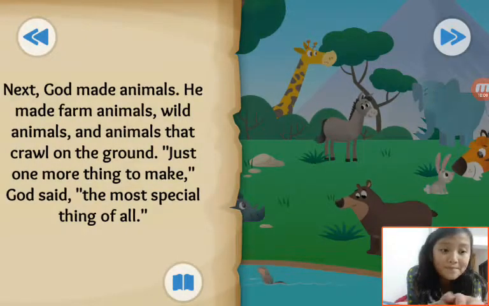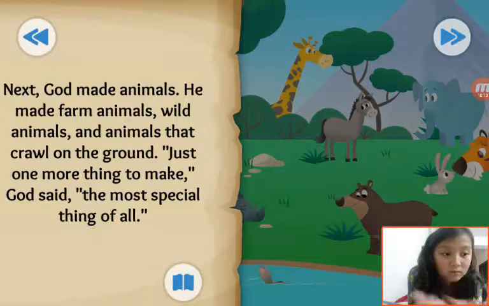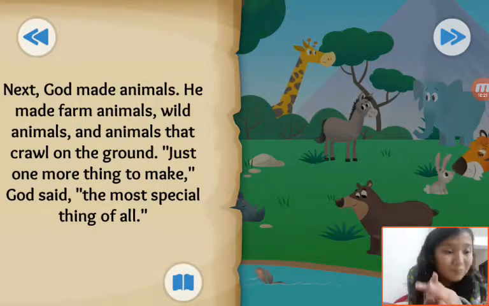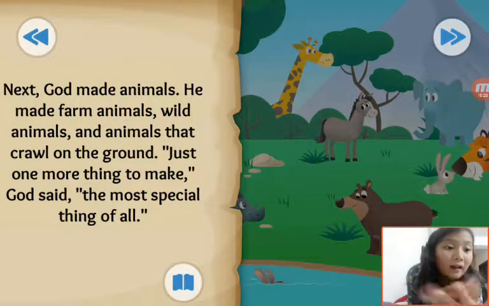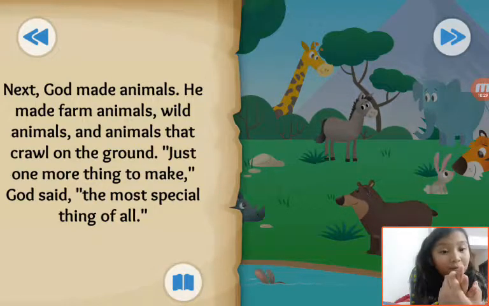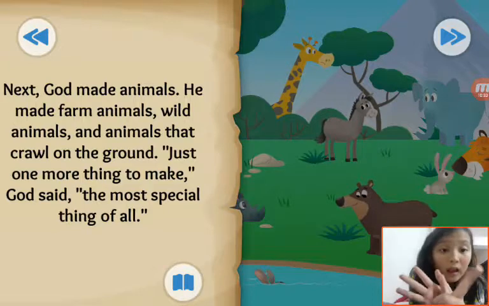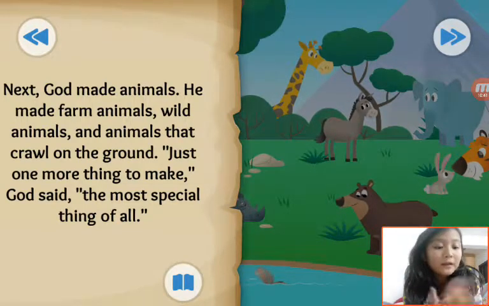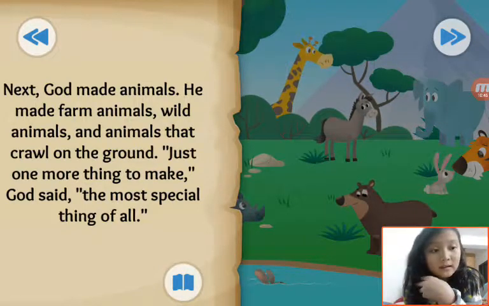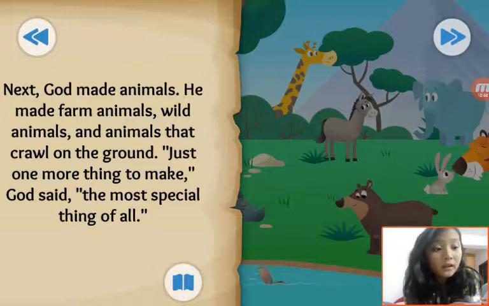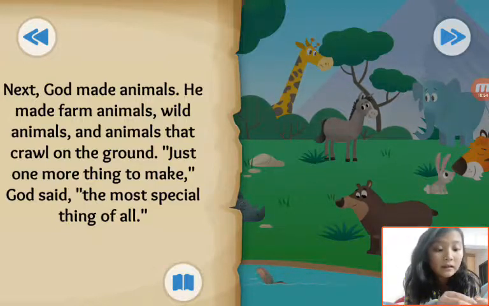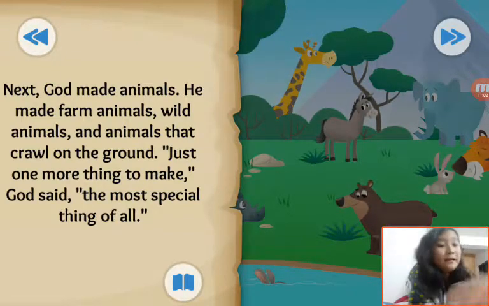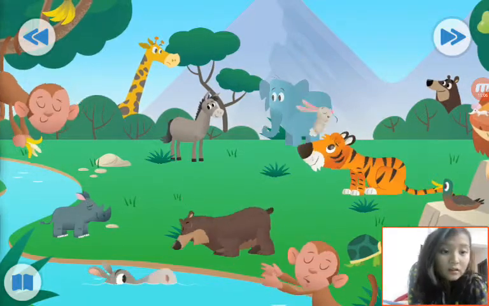Next, God made animals. He made farm animals, wild animals, and animals that crawl on the ground. Just one more thing to make, God said. The most special thing of all. God made man on the sixth day. God has made the wild animals, land animals, which can live on land. And God said, there's one more special thing to make. It's super perfect.